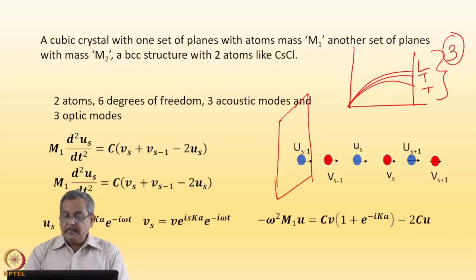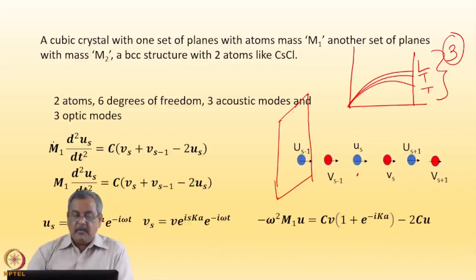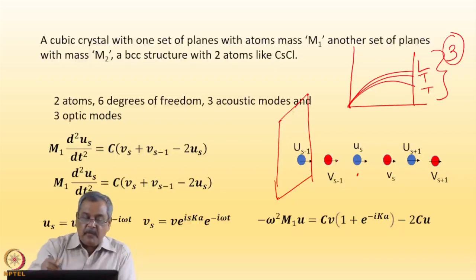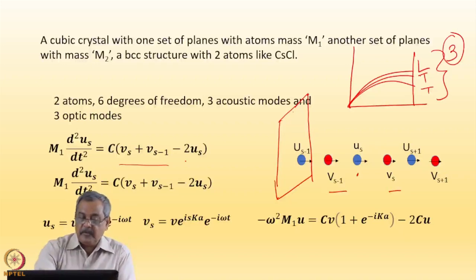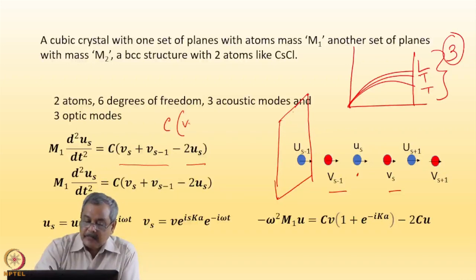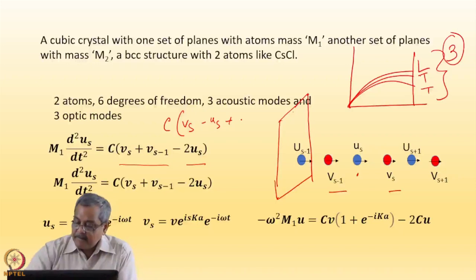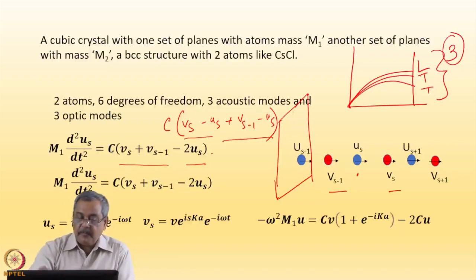So now, let us consider this atom. We are considering nearest neighbor interaction. So when you have a nearest neighbor interaction, the equation of motion is given, its mass is m1. So m1 d²u_s/dt², which is the time derivative, is equal to the force, where the nearest neighbors are v_{s-1} and v_s. So C(v_s + v_{s-1} - 2u_s), because this is a sum of two terms, v_s - u_s and v_{s-1} - u_s. But there are two terms, and that's how it comes, v_s + v_{s-1} - 2u_s. Similarly for the other atom, so this is what we wrote here.